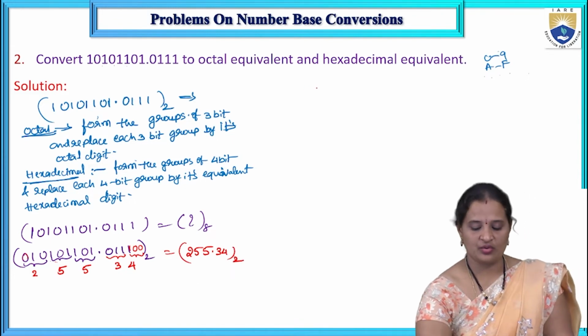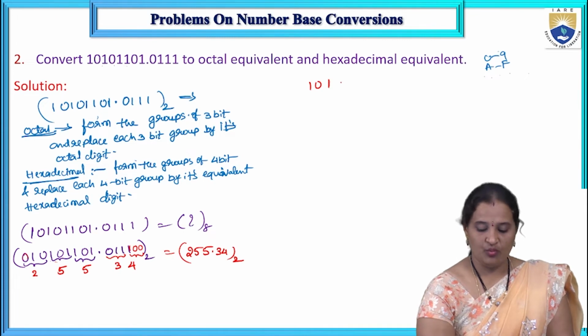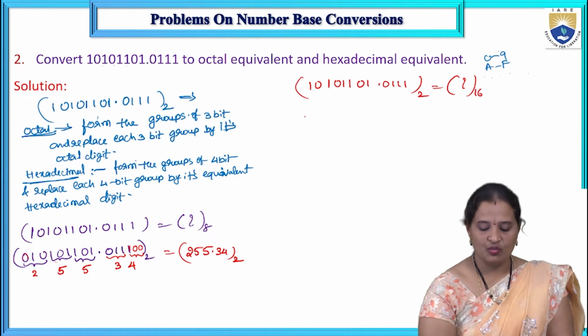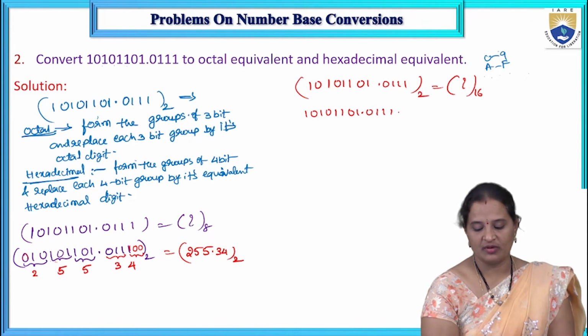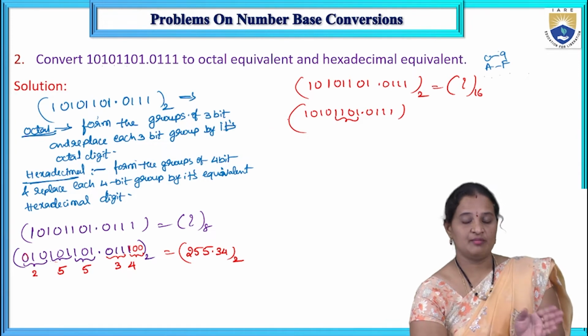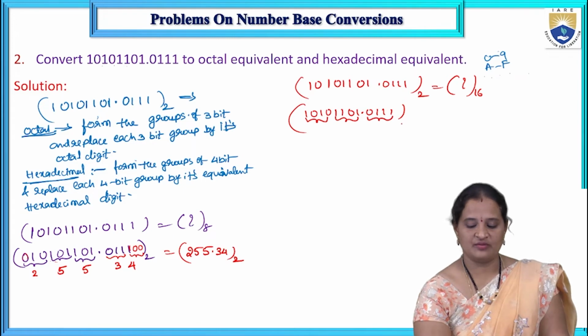Now similarly, I want to convert it into hexadecimal. 10101101.011. This is my binary. I want to convert it into hexadecimal. So now for that, 1, 0, 1, 0, 1, 1, 0, 1.011. Right? Now form the groups of 4 bits starting from LSB to MSB before the binary point. So this is a 4-bit group and this is also a 4-bit group. This is a 4-bit group. Now what is this equivalent?